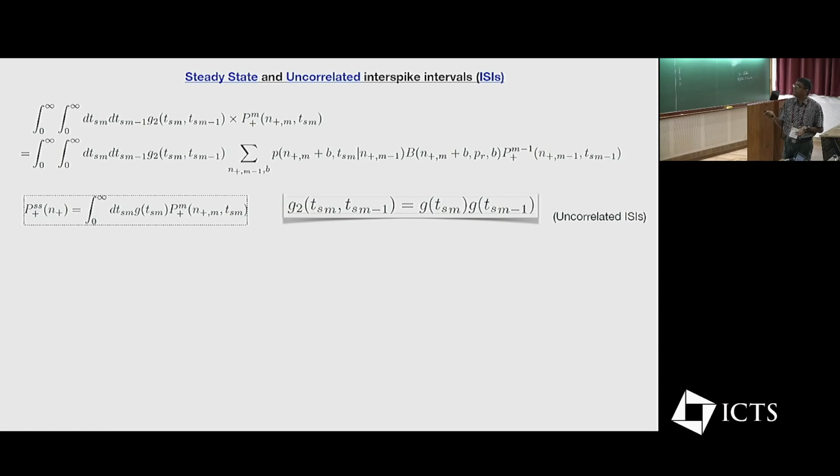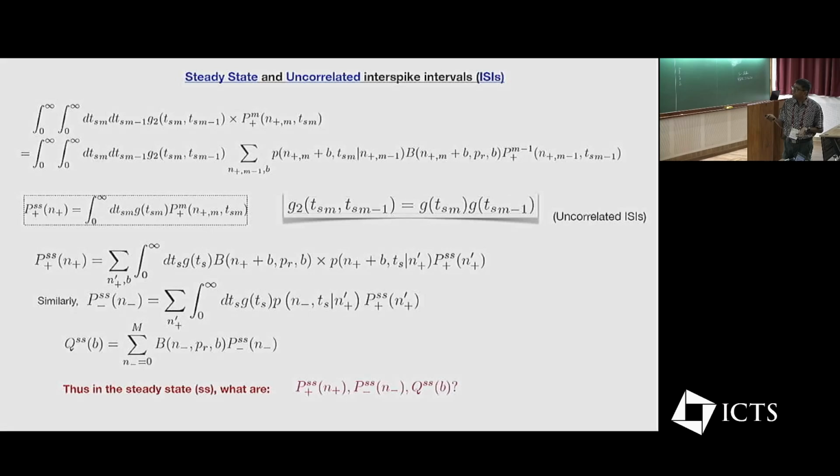These Tm and Tm minus 1. So one can multiply with the joint distribution of Tm and Tm minus 1, G2, and then integrate over these times. So you can get on the left hand side the steady state probability of the number just after a release. On the right hand side, I cannot pull it through until and unless I demand a product breaking of this 2-point function into two 1-point functions. This is the uncorrelatedness assumption that we use to proceed further.